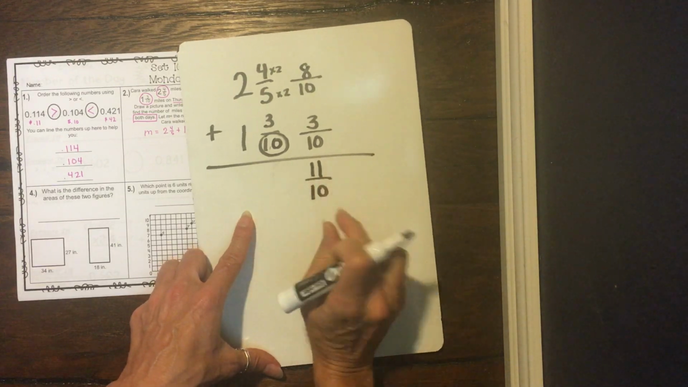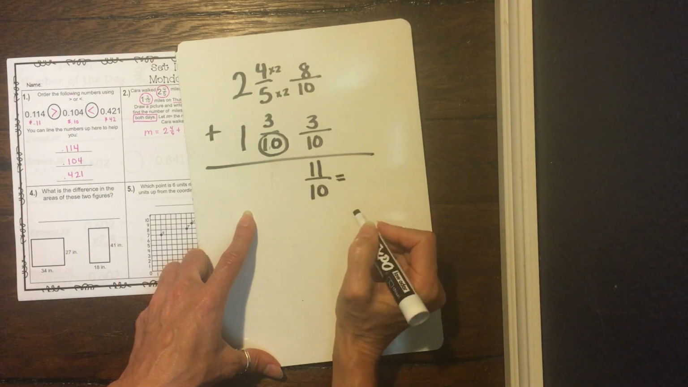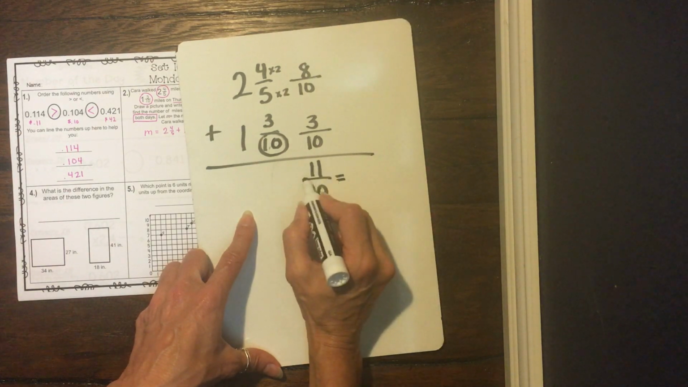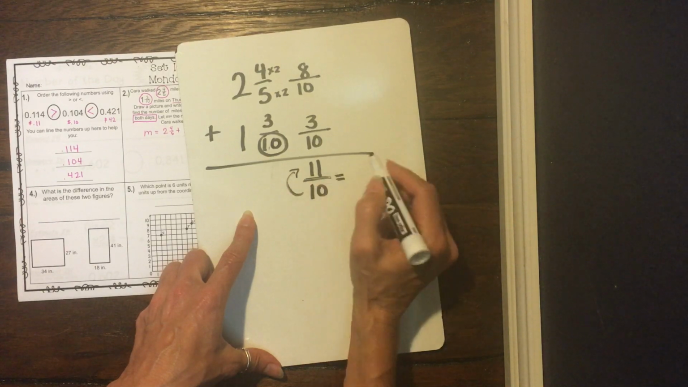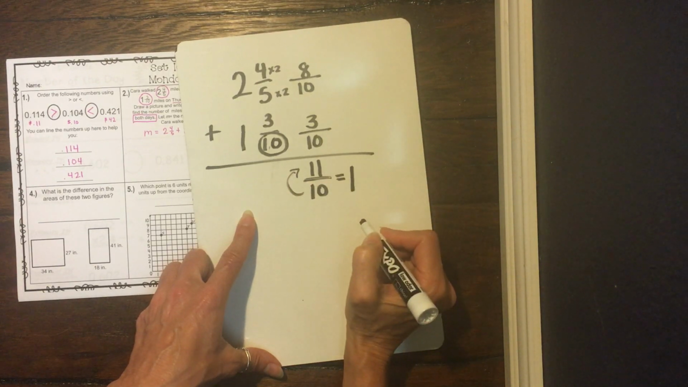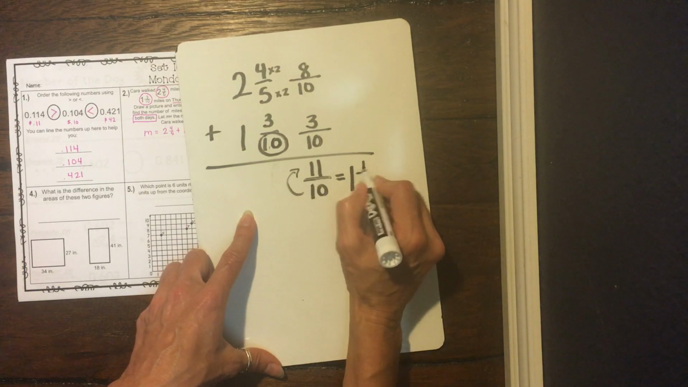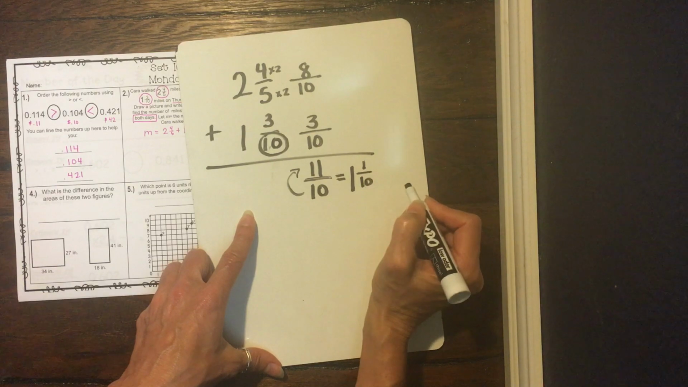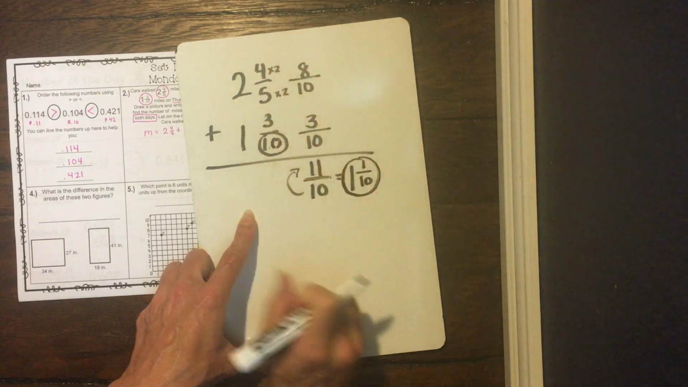Okay, we're going to stop right here because we know this is what? It's improper. So we're going to turn this into a mixed number. Remember, this is 11 divided by 10. So how many times does 10 go into 11? It goes in 1 time. 1 times 10 is only 10, and we need 1 more to get to 11. Our denominator never changes. So this is the answer to our fraction part of our mixed number.